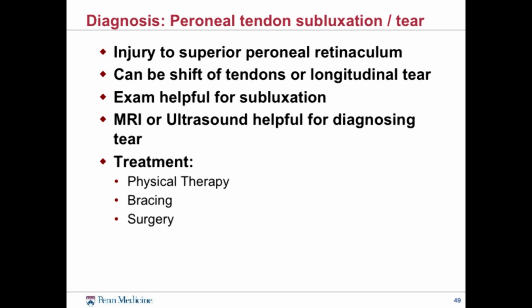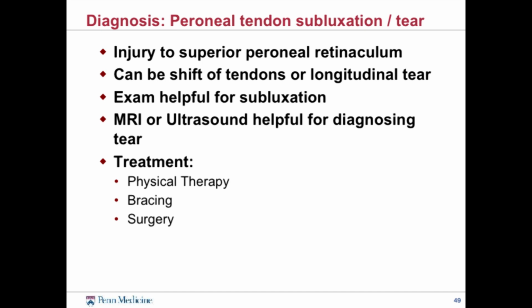For a tear, sometimes therapy and bracing is adequate to take care of this, and if it doesn't resolve, then surgery to clean out and repair the tendon is helpful. If it's subluxation of the tendons and they really pop out next to the fibula, therapy is often not successful because it doesn't help to restrain the tendon where it needs to be, and surgery to repair that retinaculum is quite helpful.